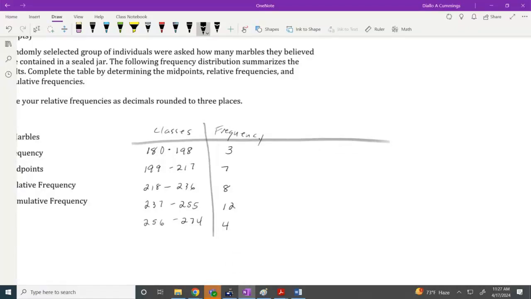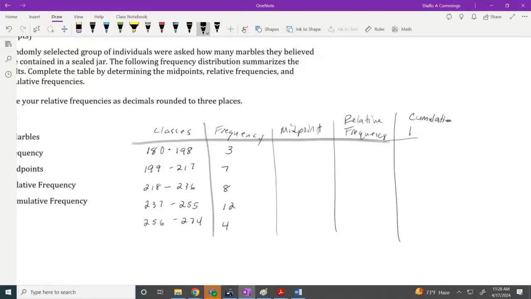And we're asked to find the midpoint, the relative frequency, and the cumulative frequency.